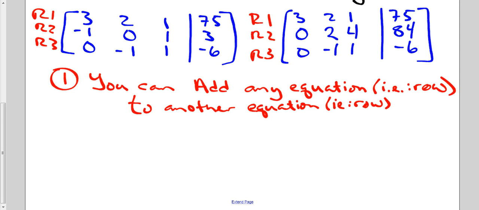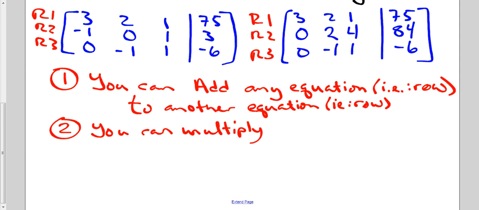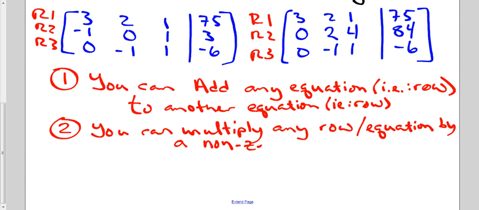Second thing I can do. 2, you can multiply any row or equation by a non-zero scalar. What do I mean by a scalar? Number. Just a number, right? The only thing that I need to be sure of is that it is not 0. I can do a positive number, yes? I can do a negative number, yes? Can I do a fraction, Abby?